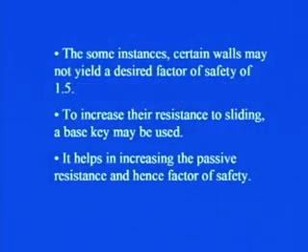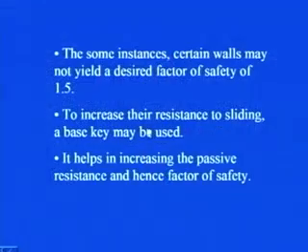In some instances, a certain wall may not yield the desired factor of safety of 1.5. That is, as I explained in the previous class, many a time it may happen that a wall which is safe against overturning or against bearing capacity failure can fail in sliding. In that case, I told you that you have to reproportion the whole thing. Now, the second option which you can adopt such that the wall can become safe against sliding is what we are going to talk about.